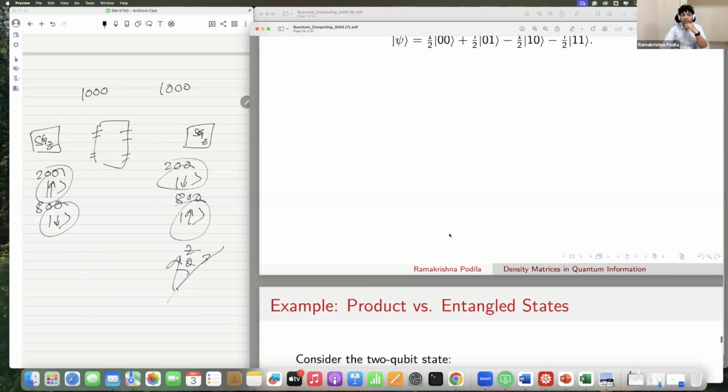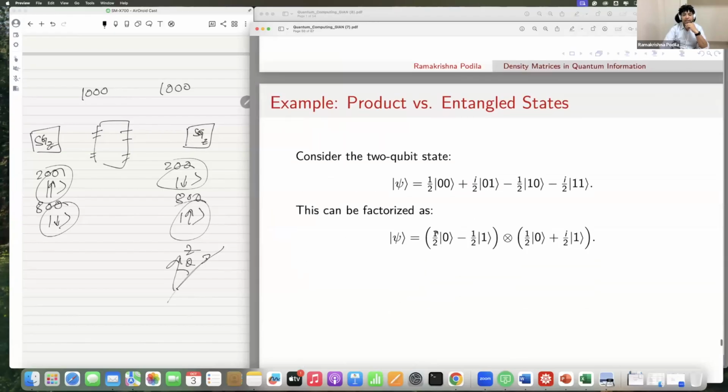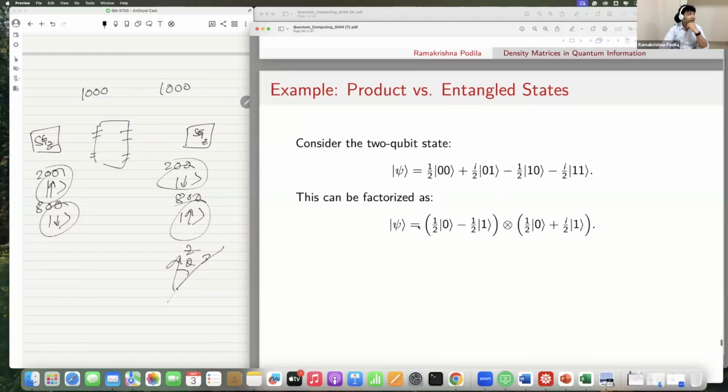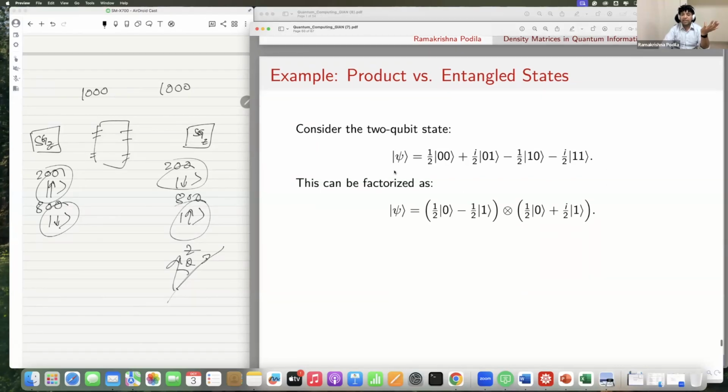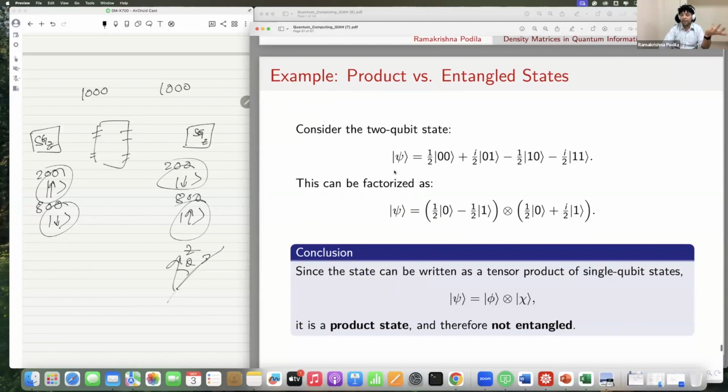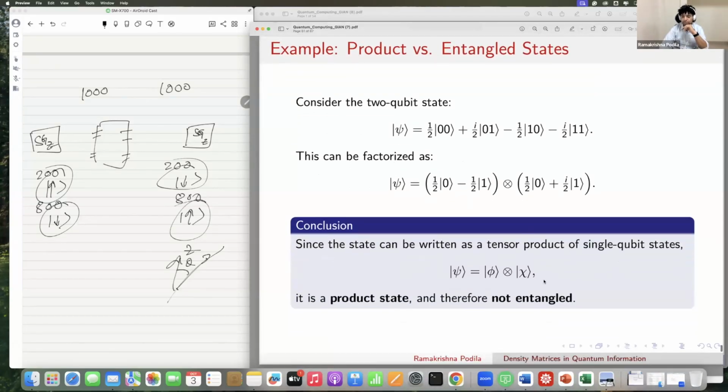It is not an entangled state because I can factorize it like this. So I can make it into 0 minus 1 or 0 plus 1, and so I would get 0, 0, 0, 1, 1, 0, 1, 1. So I can factorize this state into two different states. Then we say that such a state is not entangled. Whenever I can write a product state like this, that means they are not correlated.